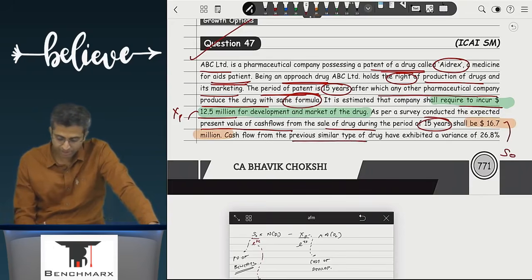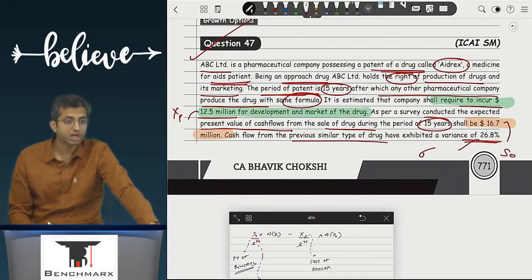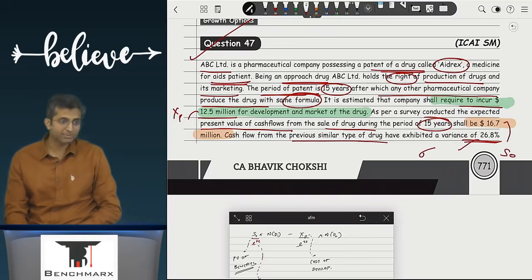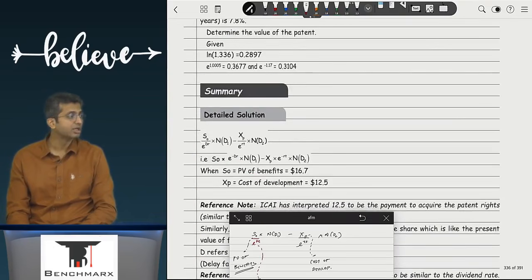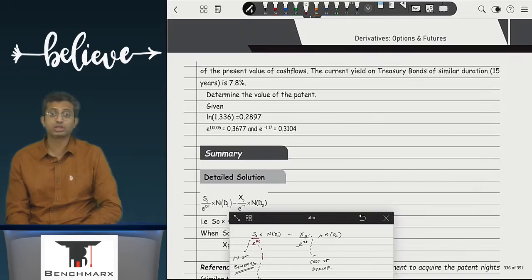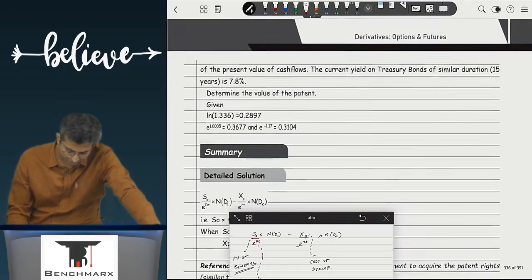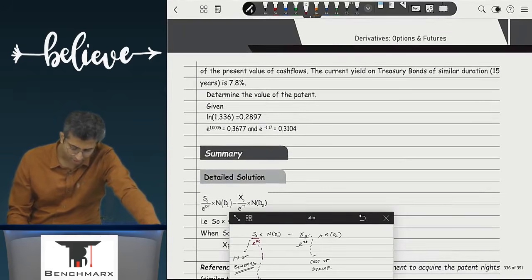Cash flow from previous types of drugs have exhibited a variance of 26.8%. Acha, what is this? Standard deviation. Remember, for you to apply Black and Scholes, you need this data. Otherwise, everywhere you applied binomial. Why? Because up move, down move was given. But the moment volatility, deviation is given, you'll have to apply Black and Scholes method. Are we clear with this? Yes? Okay.